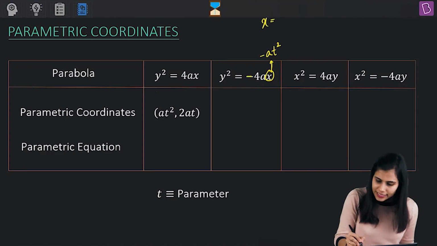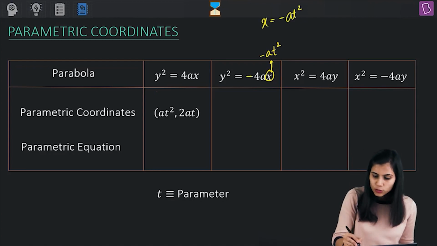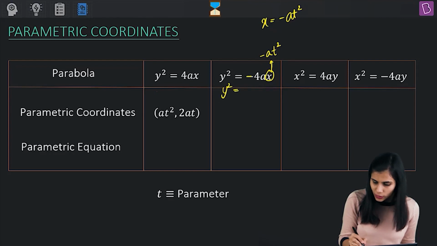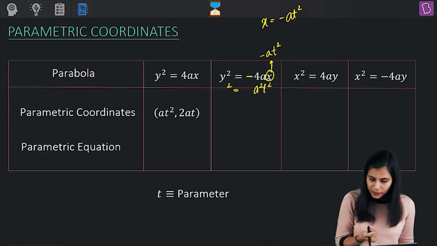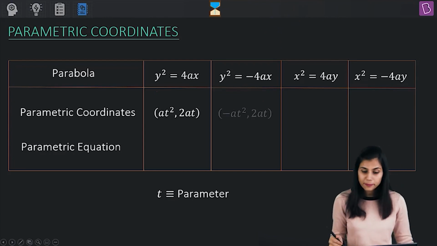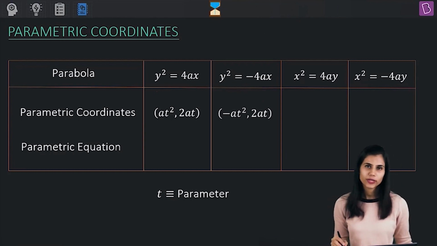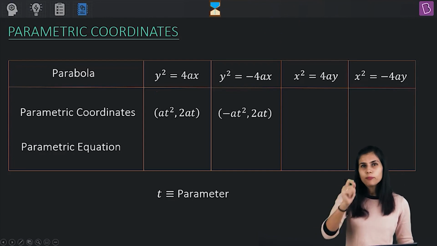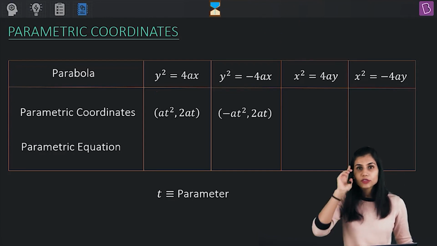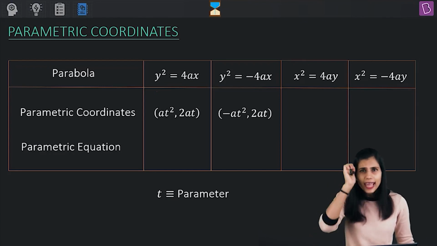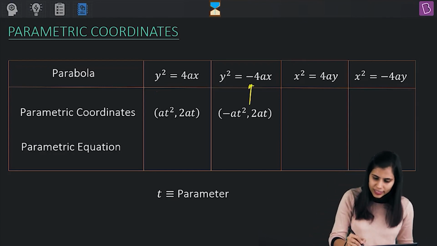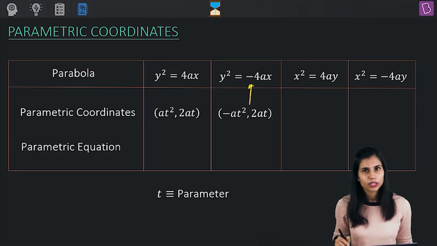So in here, I am taking x as -at², because when I do that, I get y² = 4a²t², which gives me y as 2at again, and hence the parametric coordinates of any point sitting on this leftward opening standard parabola are described by (-at², 2at). That means any point you take on this parabola will look like (-at², 2at) for some real t, because for every real value of t, these coordinates satisfy the equation of this parabola.